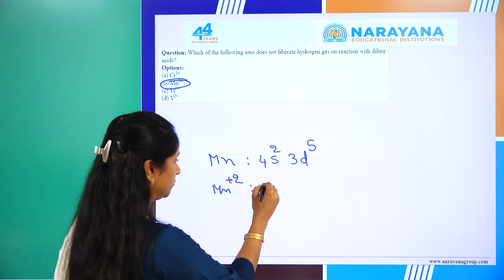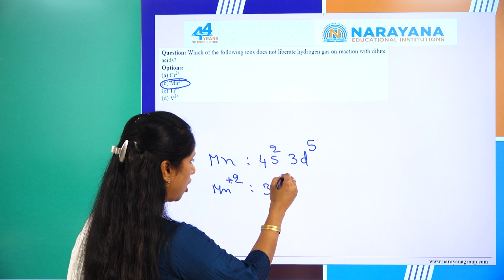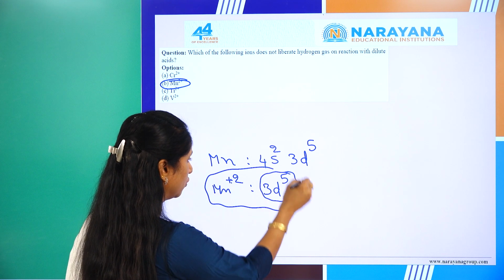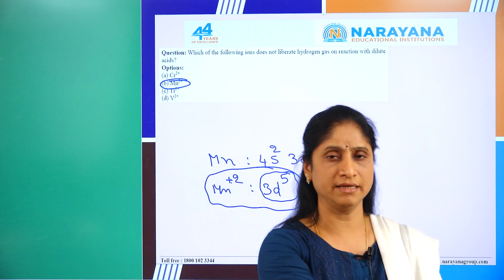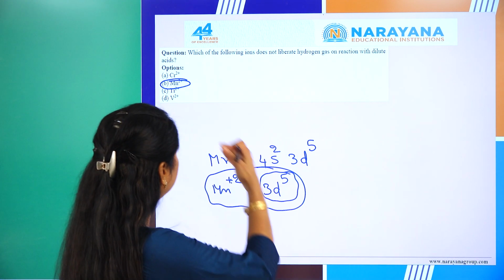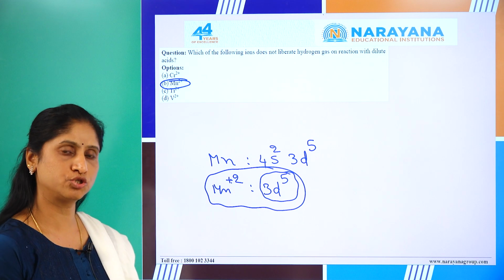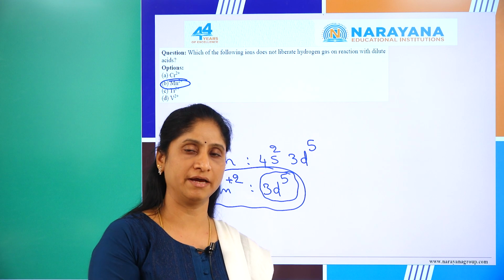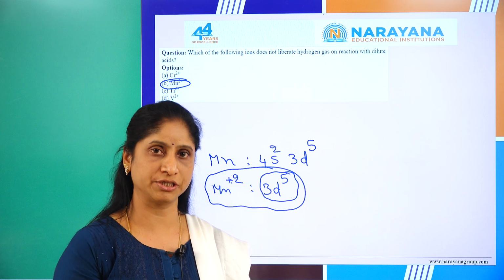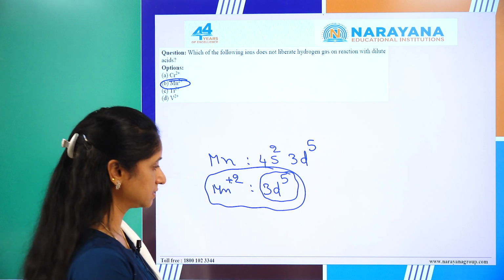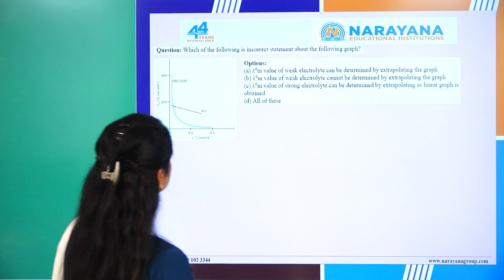So Mn2+ means 3d5, a half-filled stable electronic configuration, so it is reluctant to undergo further change readily. Among Cr2+, Mn2+, titanium 2+ and vanadium 2+, because of the stable d5 half-filled electronic configuration, Mn2+ will not liberate hydrogen from dilute acids. So let us see the next question on the screen.